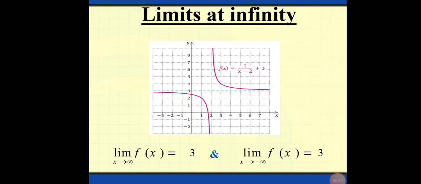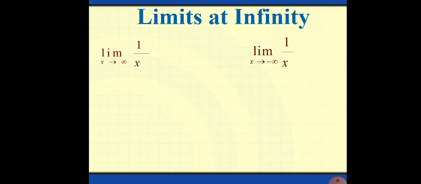Now we are going to discuss how we can find a limit of a function at infinity. If you want to find the limit of f of x when x approaches infinity or negative infinity, if you have a look here, the limit of 1 over x when x approaches infinity equals 0, and the limit of 1 over x when x approaches negative infinity equals 0.